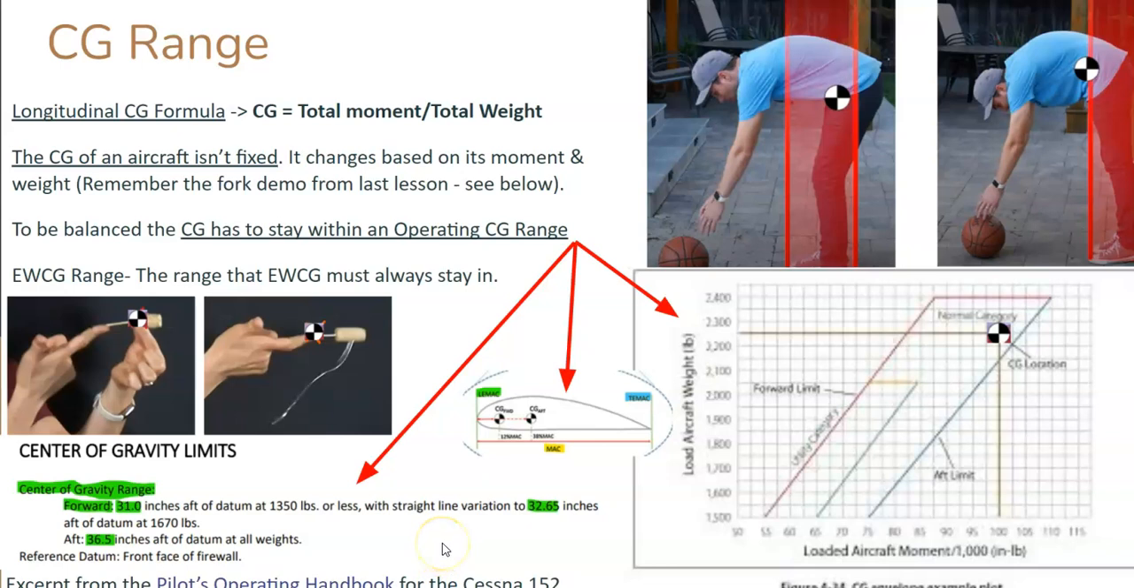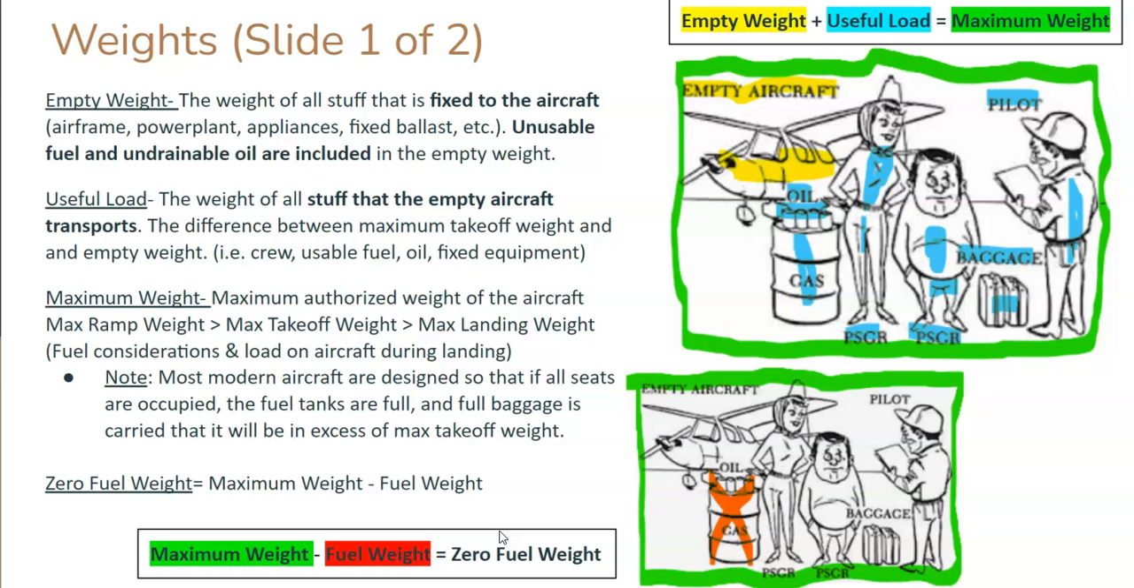So that being said, you understand CG range, you understand station, you understand LeMAC, TMAC, and MAC. Let's move on. Weights. So there's some important terms you need to understand in terms of weight that I haven't described to you yet. So we have the empty weight of the aircraft. You already know what that means. It's essentially the weight of all the stuff that's fixed to the aircraft.